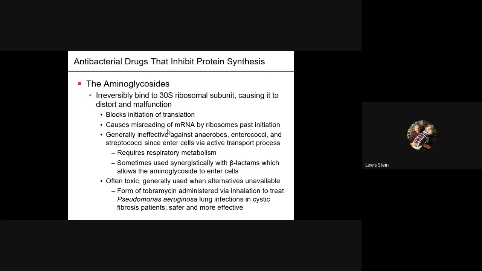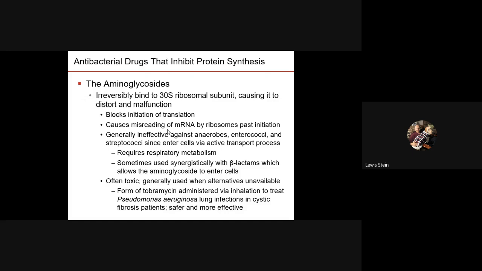Aminoglycosides. This was a soil bacteria. This was what Selman Waksman found. It came out of Streptomyces, and the one we hear the most about is streptomycin. They are rarely used today, except for one very significant clinical condition.